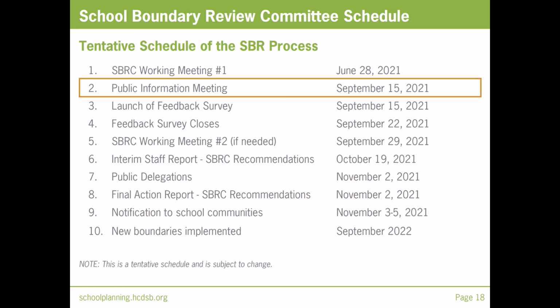From there, it will go to an interim staff report, which would identify the school boundary review recommendation. That will be October 19th. There will be an opportunity for public delegations on November 2nd. At the same board meeting, the final action report with the school boundary review recommendation will be brought forward. The notifications to school communities will be between November 3rd and 5th, and the new boundaries will be implemented as mentioned in September of 2022. And again, please note this is a tentative schedule and subject to change.